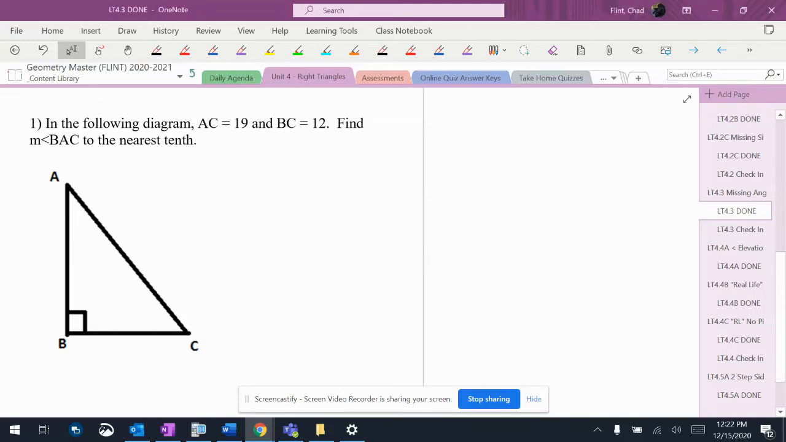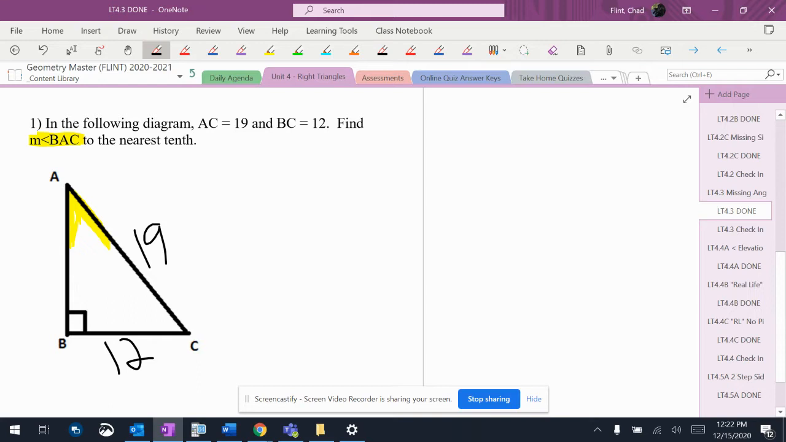So here we go with one of these. It says find BAC. So just like before, we're going to have to know what angle it wants us to use. So now it's what angle it wants us to find in this situation. So I want that angle. AC is 19. BC is 12. It wants me to find that angle.